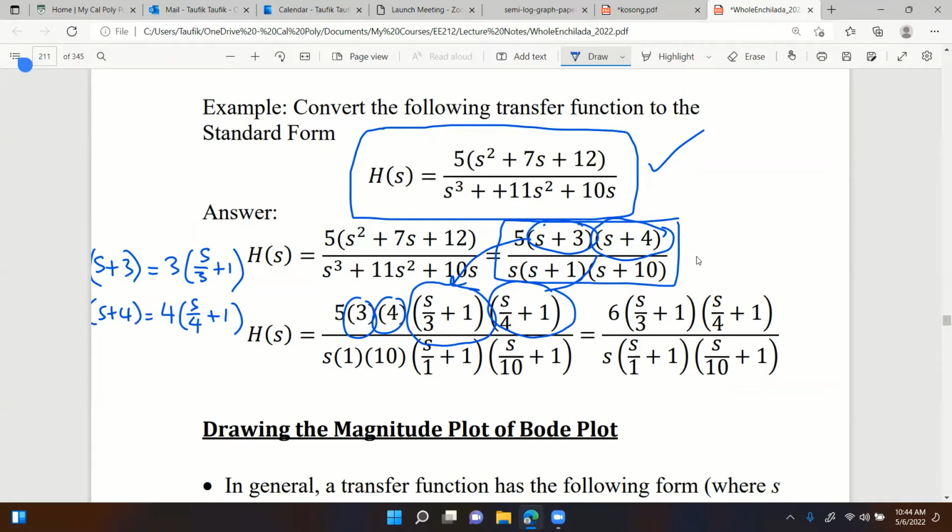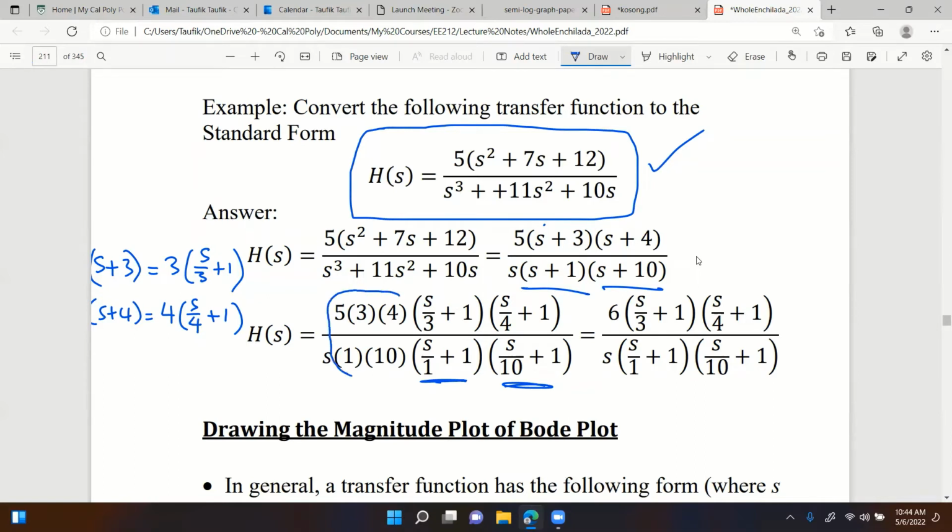Good. Then I do the same thing for the poles, the ones in the denominator. I do exactly the same thing for this and for this. See that? Right there and right there. And then at the end, I have these constants. All of these are constants, and I just combine them into one single constant. That's going to be 6 right there. And I have this s right there, just leave it as s.